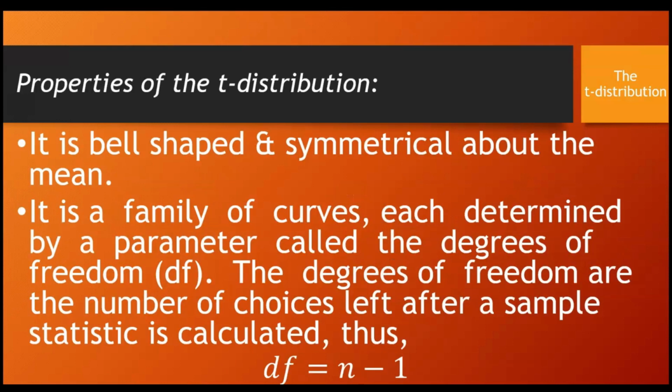Now let's talk about the properties of the t-distribution. First, it is bell-shaped and symmetrical about the mean, just like a normal distribution. Second, it is a family of curves, each determined by a parameter called the degrees of freedom, or df. The degrees of freedom is the number of choices left after a sample statistic is calculated. Thus, it is given by the formula df is equal to n minus 1.